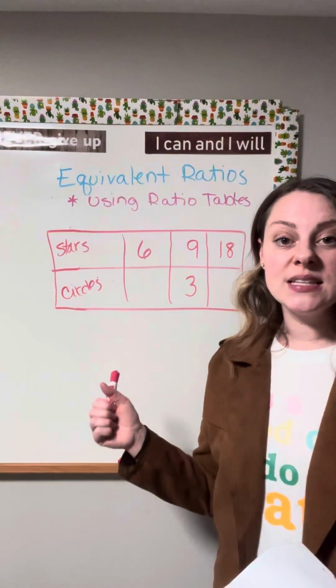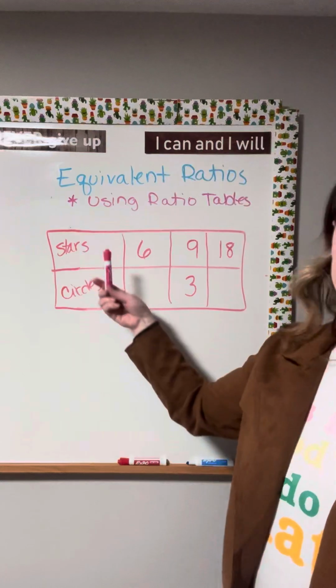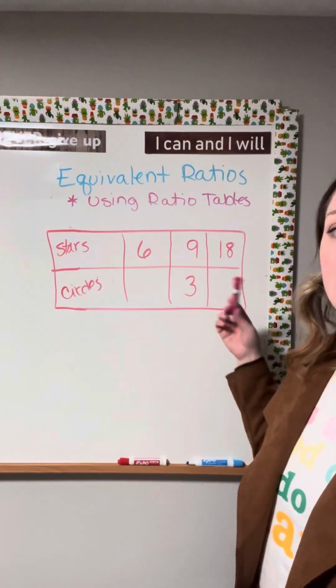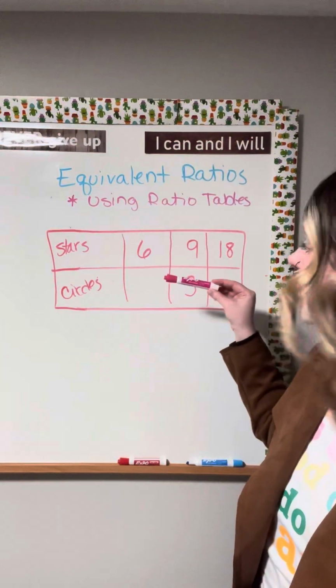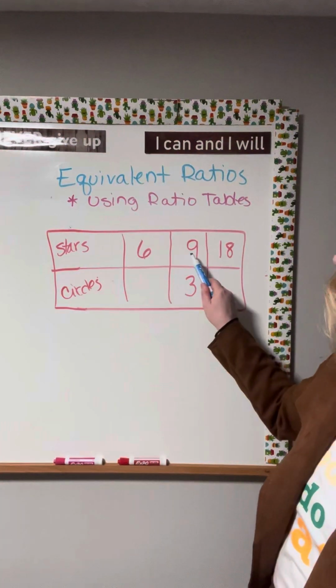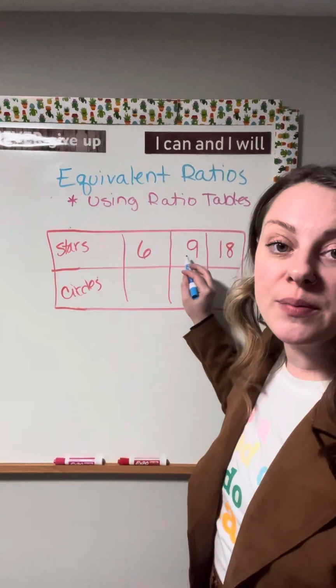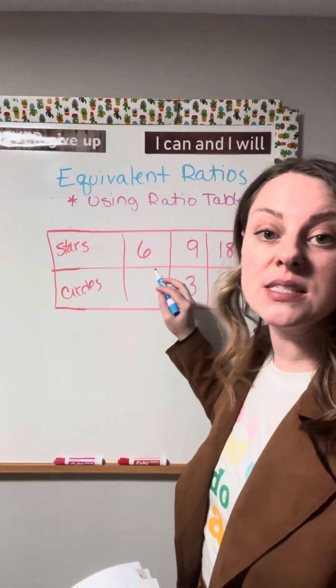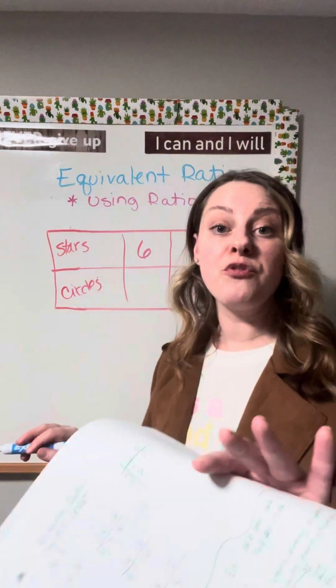All right, so in this example right here, I am comparing stars to circles, and I have 2 empty spots on the bottom, and then I have a ratio over here. It's 9 to 3. So in order to solve this, I'm gonna go ahead with 9. I do not know how to get from 9 to 6. I cannot go from 9 to 6.